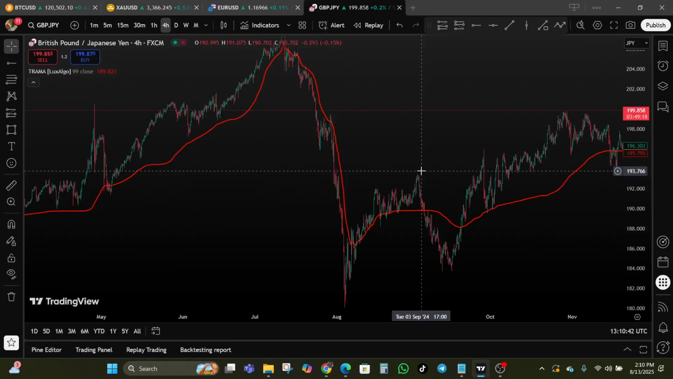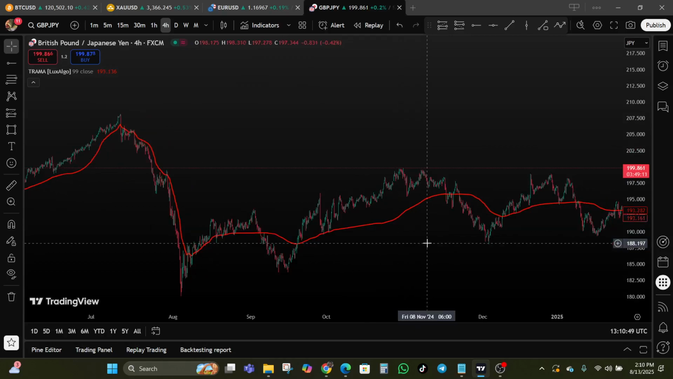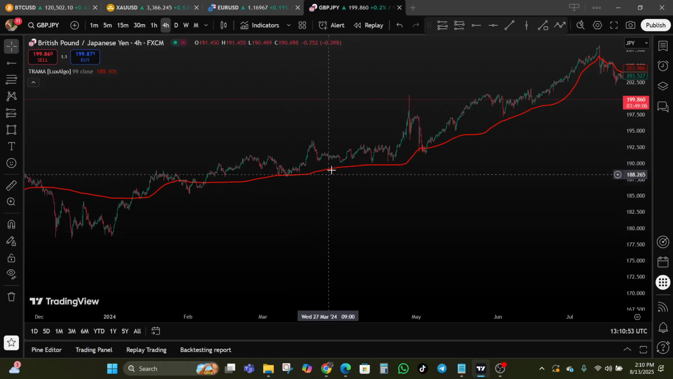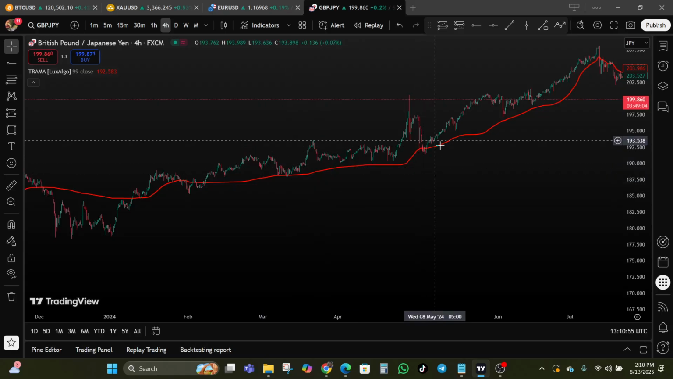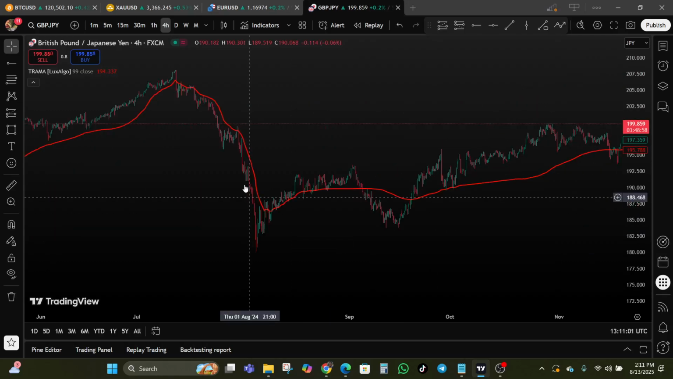The next way you can use this indicator is for dynamic support and resistance. In strong trends, the TRAMA is going to often serve as a dynamic support line in an uptrend, as you can see what is happening here. And then in a downtrend, obviously, it's going to serve as a dynamic resistance line.